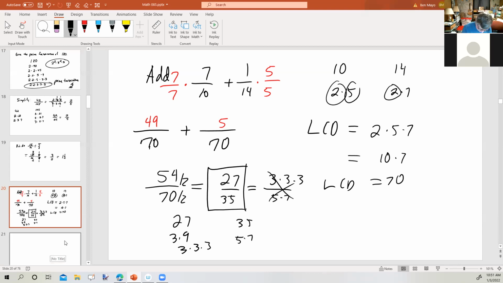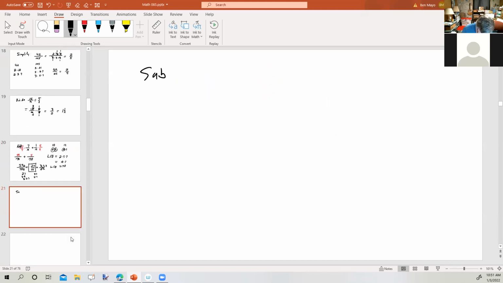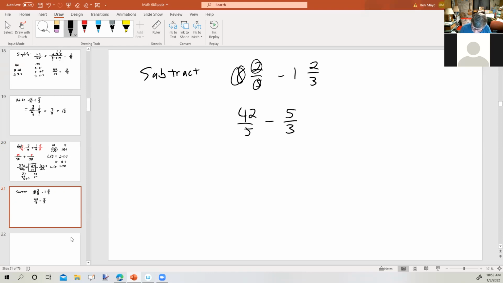All right. This says subtract, okay? 8 2/5 minus 1 2/3. We can change both of these mixed numbers into improper fractions. So we get 42 over 5 minus 5/3. Remember, you take 5 times 8 is 40 plus 2 is 42 over 5. 3 times 1 is 3 plus 2 is 5 over 3.